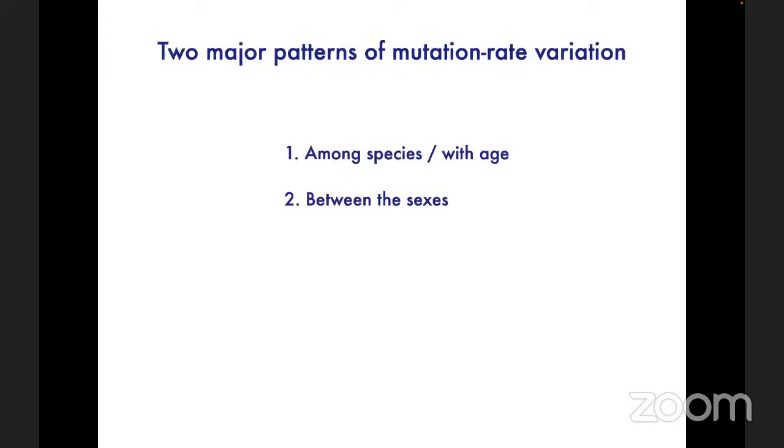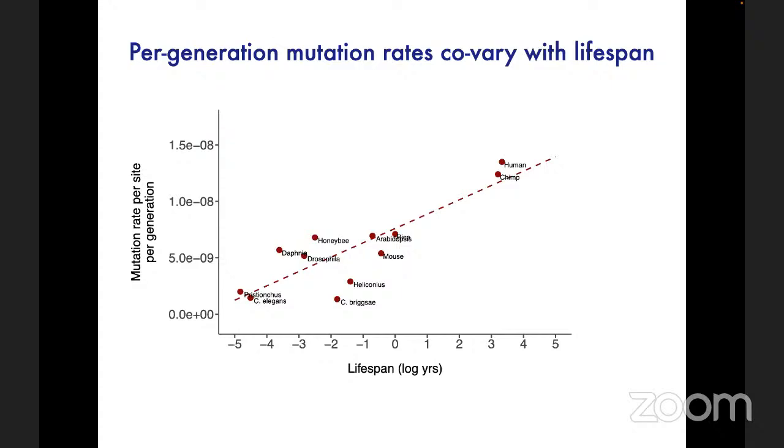So I'm going to talk to you about two major types of patterns in mutation rate variation. One is among species and with age, and you'll see that those are really two sides of the same coin, or my claim is they are, and then between the sexes. Okay, so first, patterns about mutation rate variation, that is how the mutation rate has evolved between species and with age.